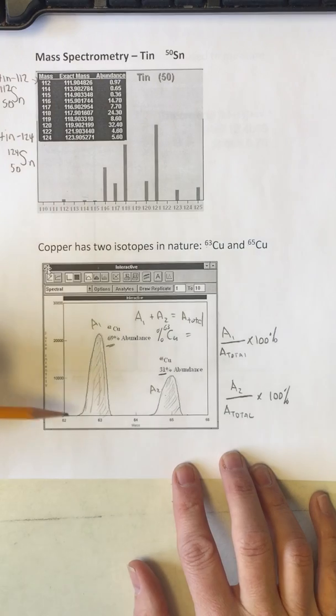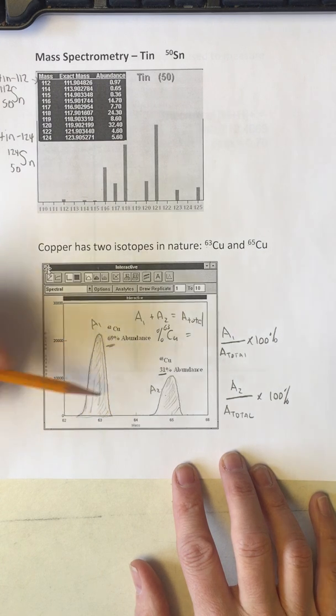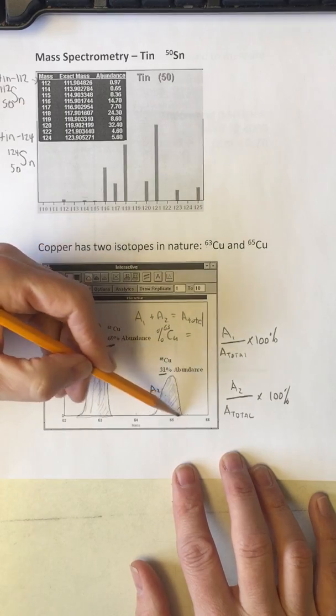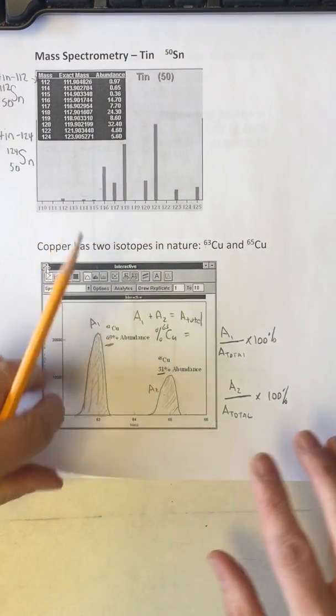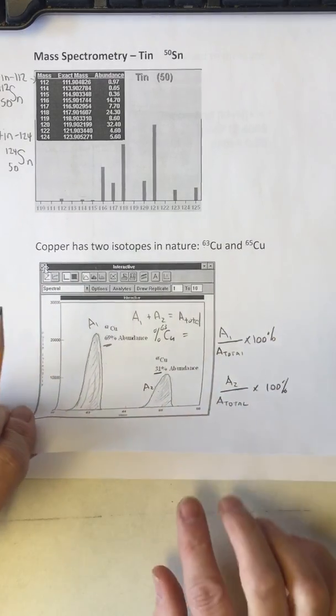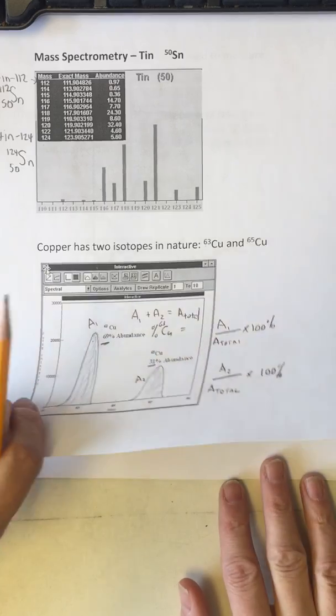In fact, even doing this in a very primitive way, you could print this out on a piece of paper, cut out very carefully this curve, this peak, do the same thing for this one, and weigh them to get their areas. And then you could calculate using this ratio here. Just add up the areas, or the weights, of those curves.